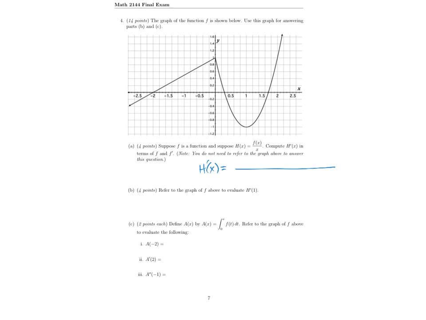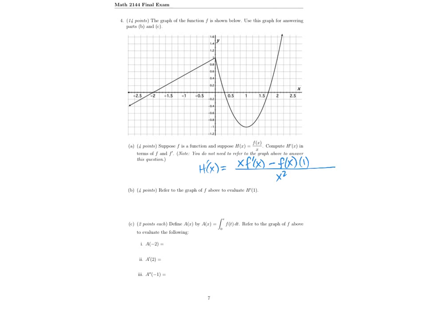so you can do a low, so the bottom function, derivative of the top, minus high, which is the top function, derivative of the bottom, which is 1, over the bottom squared. Then it says to refer to the graph of f above to evaluate h prime of 1.